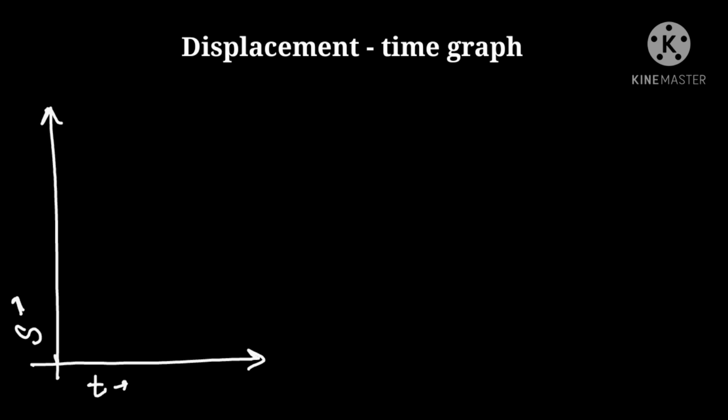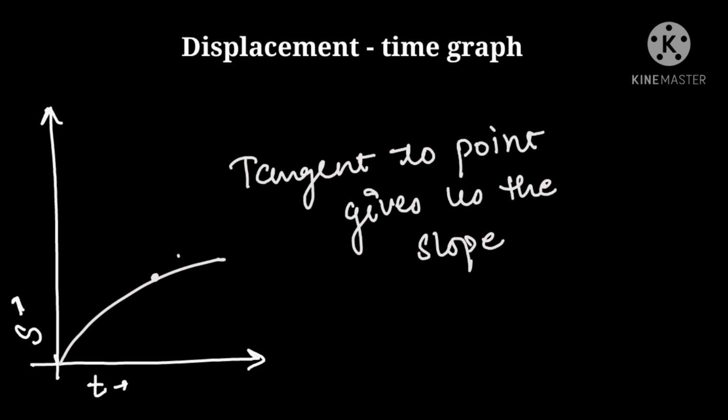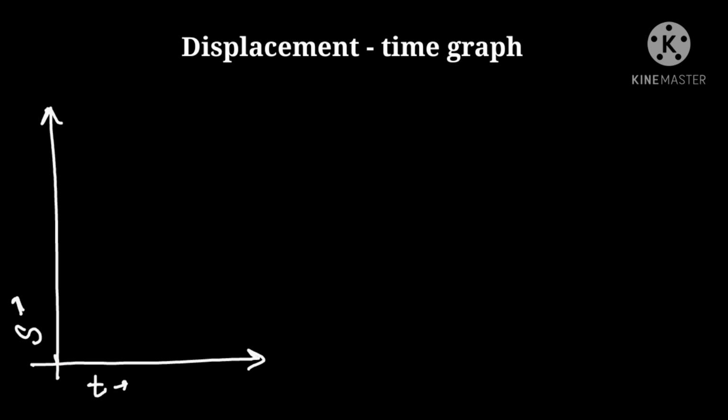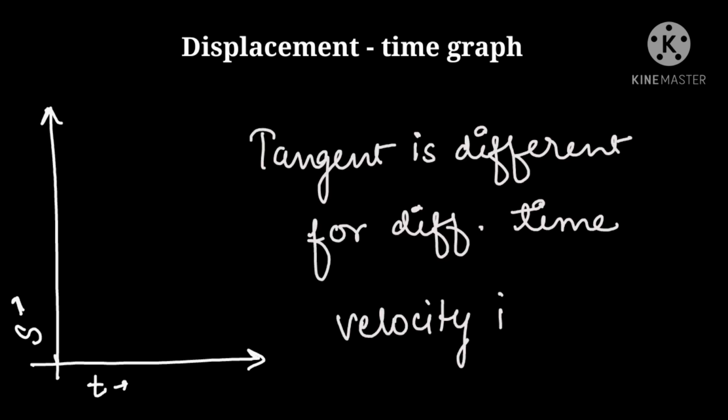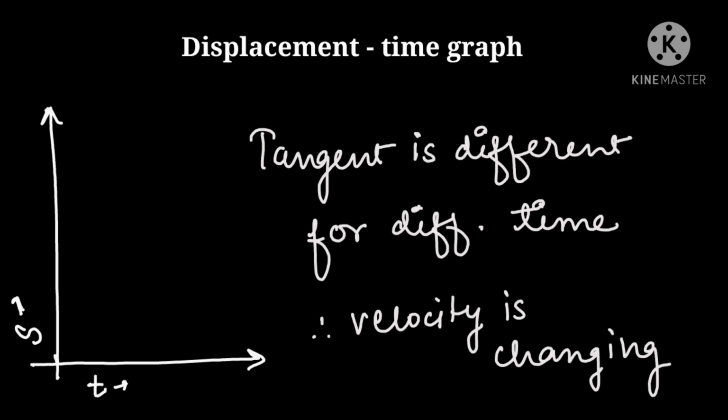But when graph is curved, if we have to find velocity at a particular time, then we take tangent to that point and we calculate slope of that particular tangent. If graph is curved, then tangent would be different for every particular time. That means velocity is changing for that particular body.